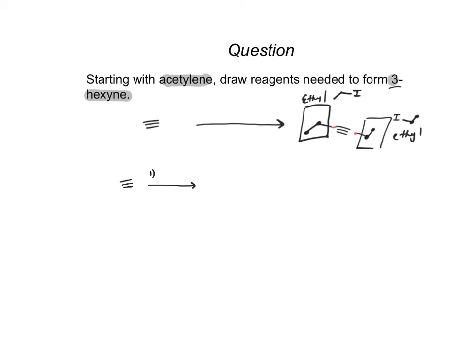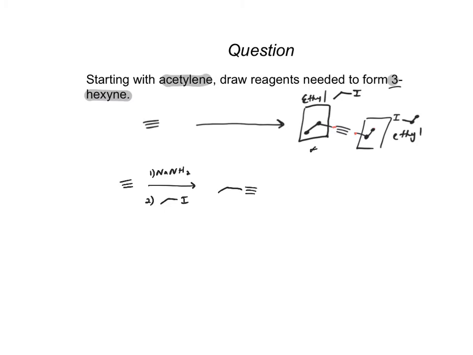We're going to react it first with our sodium amide to deprotonate it. We'll deal with the left-hand side first. So after it's deprotonated, we'll add it to our ethyl iodide, and we will get our first product, which looks like this, 1, 2, 3, 4. So that's a 1-butyne.